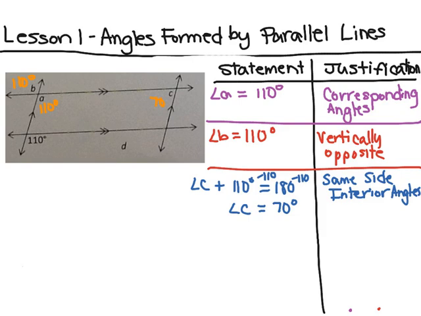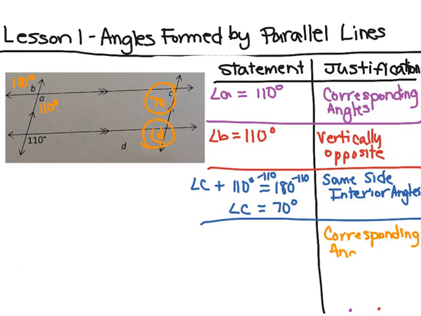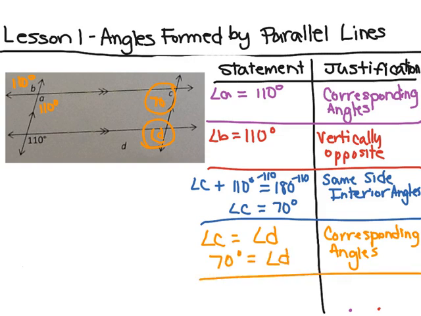And the last thing that we want to find is angle D. Now angle D and angle C are in the same spot, so they are corresponding angles. So that means they're equal. So angle C is equal to angle D, and angle C is 70 degrees, so that means angle D is also 70 degrees. So that is solved. We found all of our missing angles.